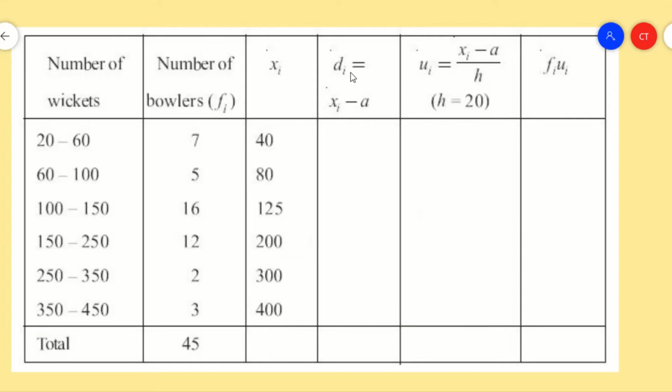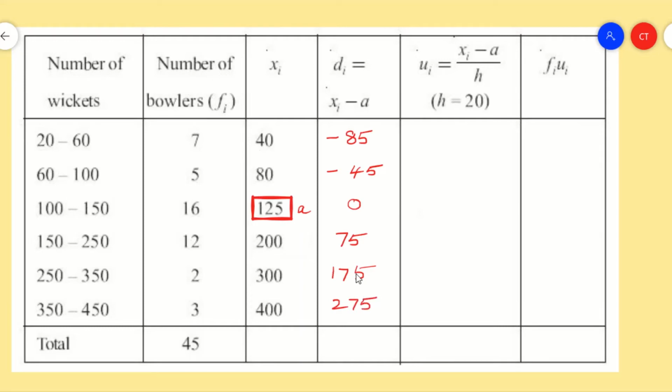Here we first have to find the di value. To find di we have to assume one of the class marks as the assumed mean, A. Here I am considering 125 as our A. So we need to subtract 125 from all the xi's. Doing that, first comes minus 85, then minus 45, this becomes 0, then 25, 75, and the final one is 275.